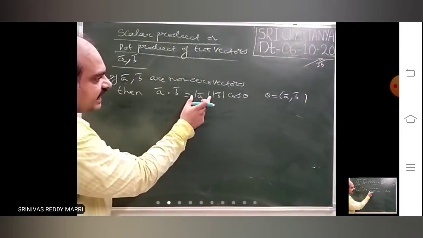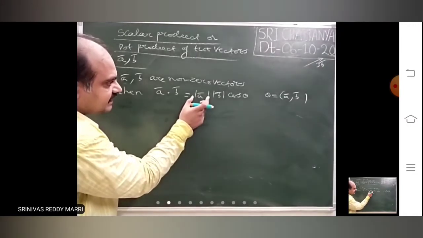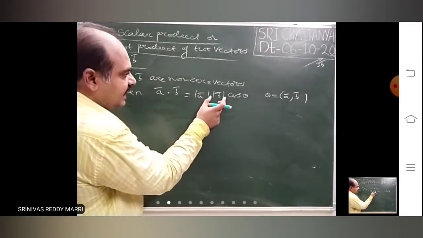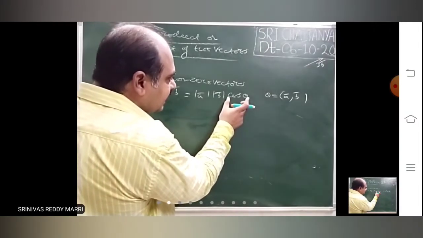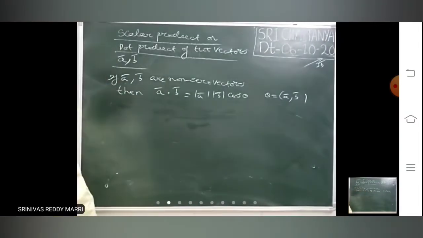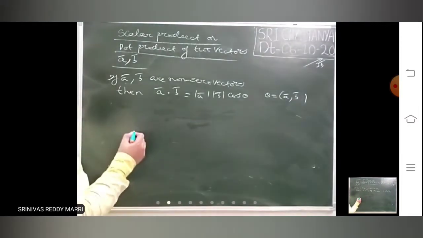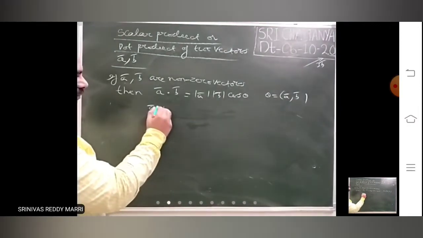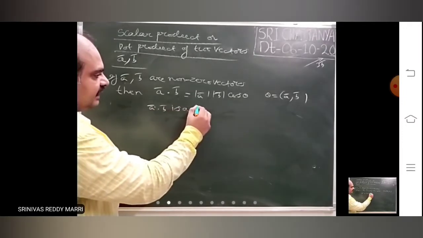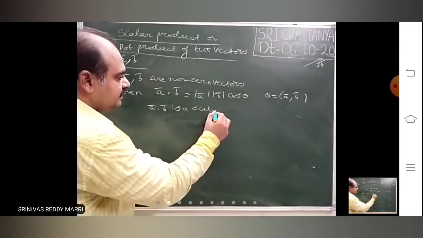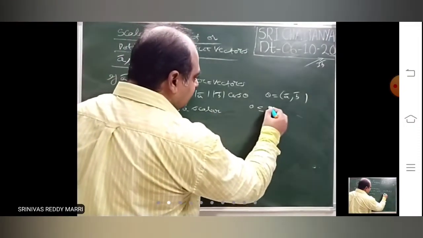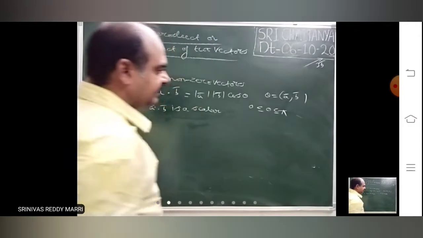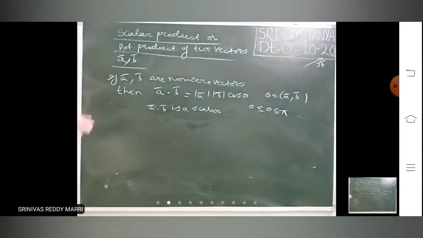Now look at this. This is a scalar, this is a length scalar, and this is a value between -1 and 1, so this is a scalar. The multiplication of three scalars results in what? A scalar. Therefore, a bar dot b bar is a scalar. It won't have any direction. Only scalar. Here the angle lies between 0 and pi. So this is a dot b.